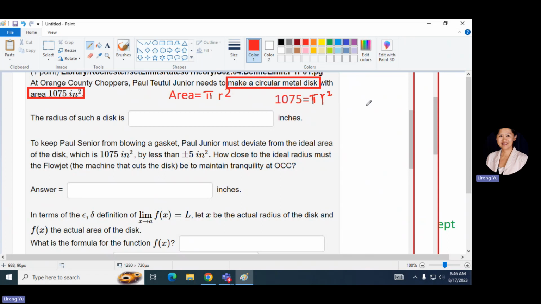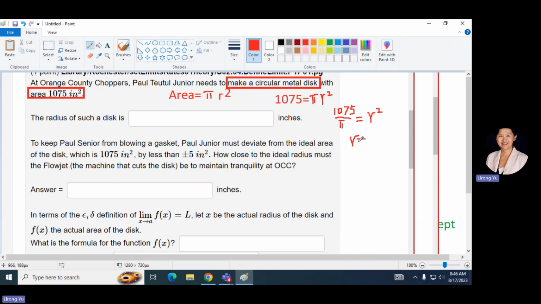But if you're taking square root, the pi will be in the way. So we divide both sides by pi first, and then you get 1075 divided by pi, and that's the actual number in the measurement. This is equal to R squared. Then what do we do? You take the square root of that.